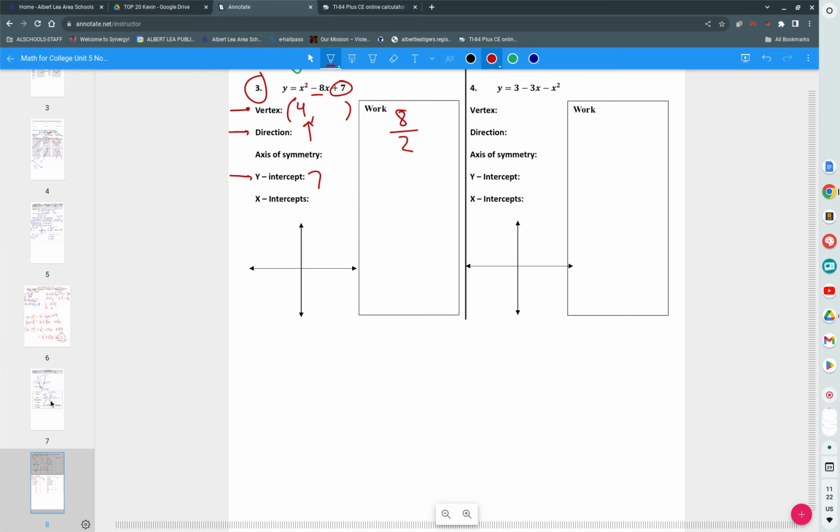Any question how I got any of that so far? What do I do to get the y value? Plug it in. So you get 4 squared minus 8 times 4 plus 7. 4 squared is 16 minus 32 plus 7. If you can't do the math, plug it in your calculator. You should get negative 9.